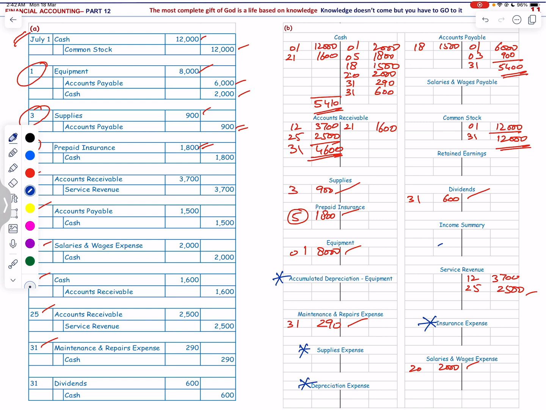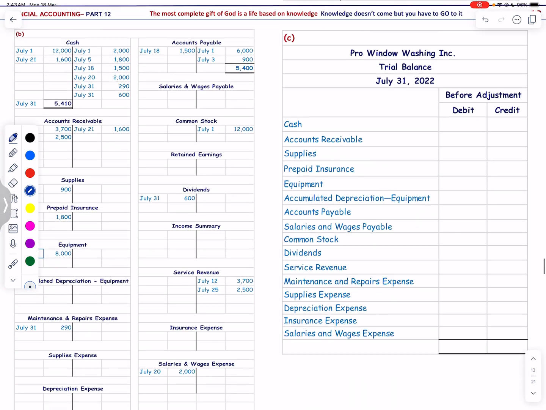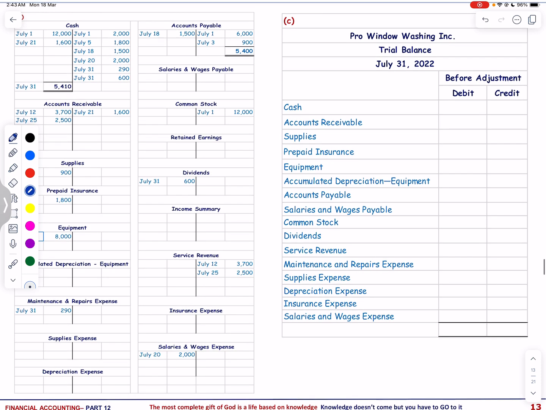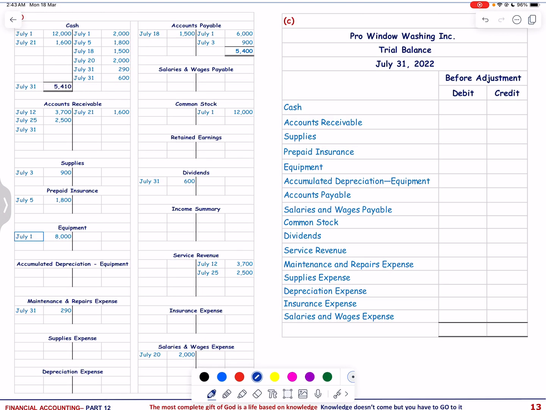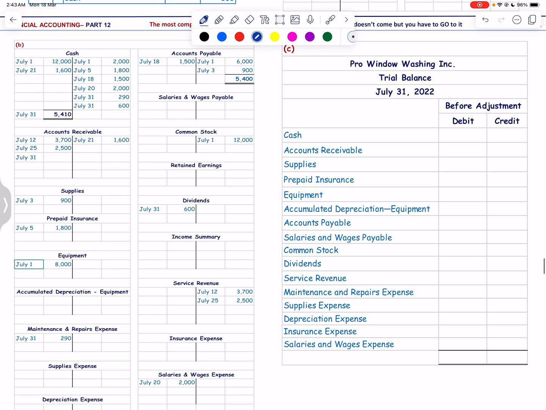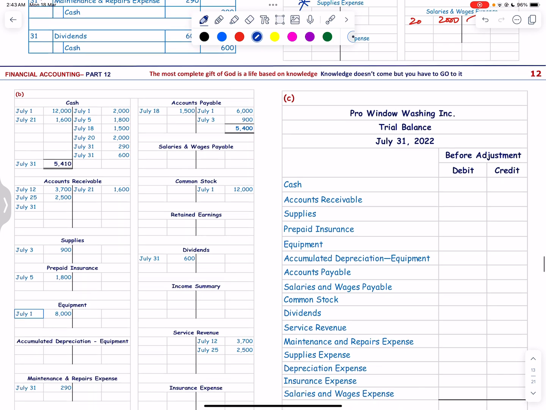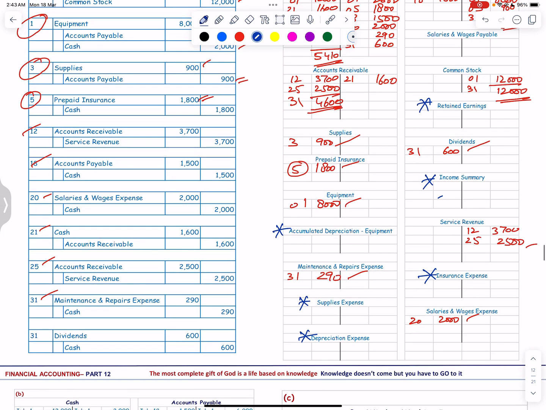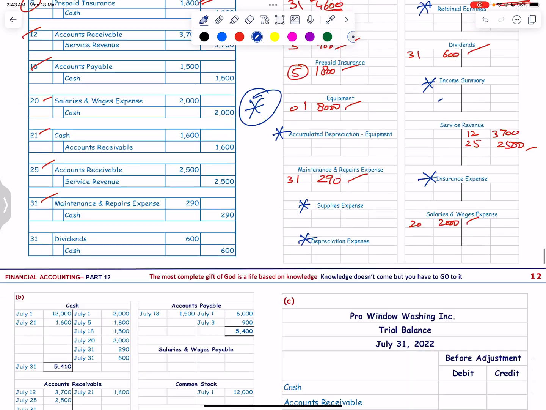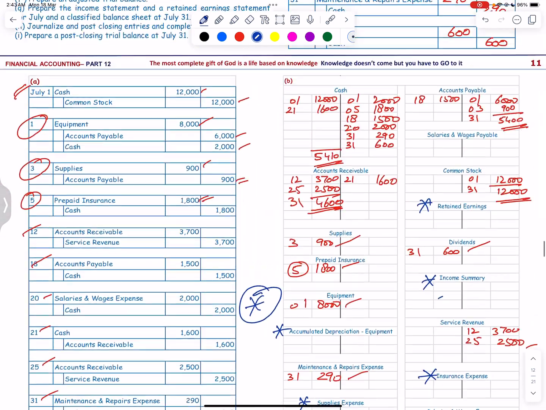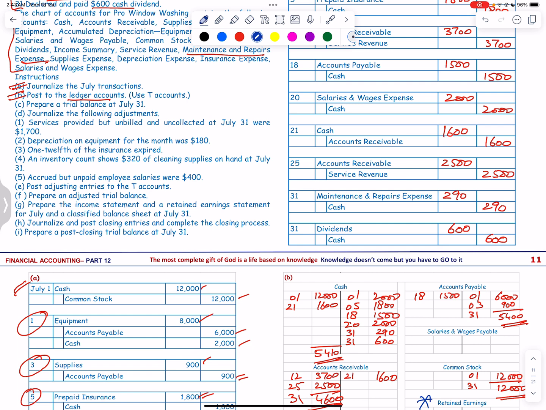So once again, I have put the balances in through an Excel sheet in case you find difficulty in reading my handwriting. But this is simply a copy of what we have done over here, and let us see what is next. So we have posted them, and now we have to prepare a trial balance. And to prepare the trial balance, we have already made the T account.